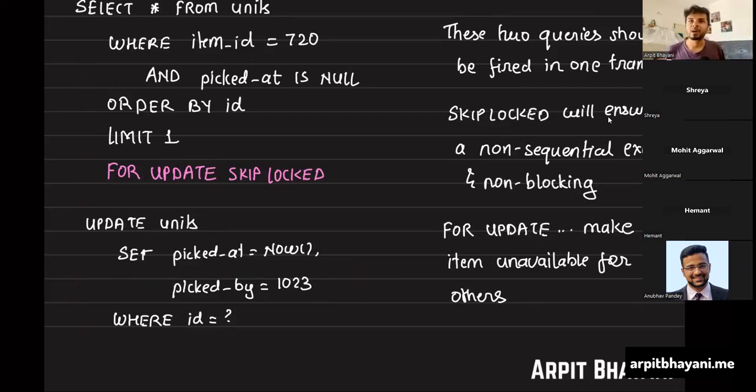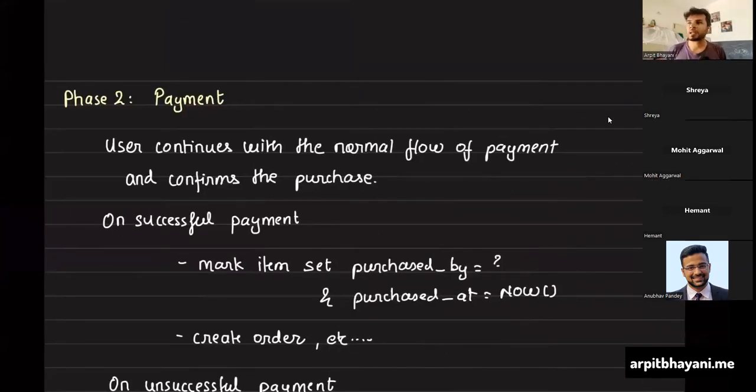Now what's the next step? In the physical world, once you have picked that item, what do you do? You go to the cash counter and make the payment. But if you look carefully, is this a distributed transaction? Not really. Once you have picked the phone, problem solved, right? Because how many people in the physical world will be able to pick the phone? Equal to the number of inventory that you have.